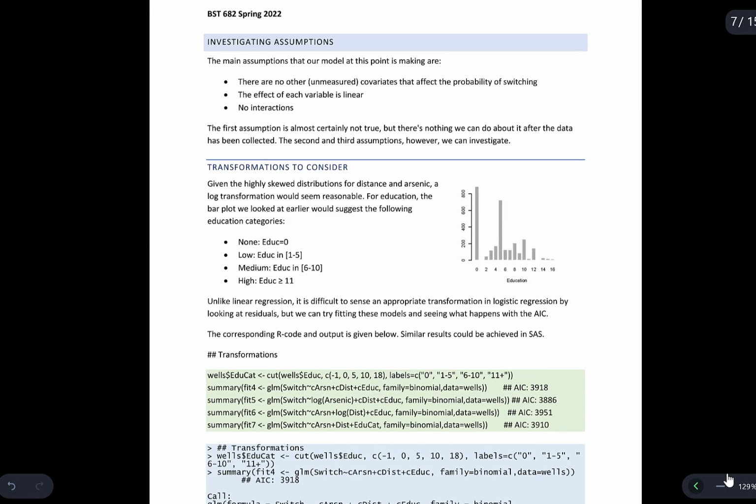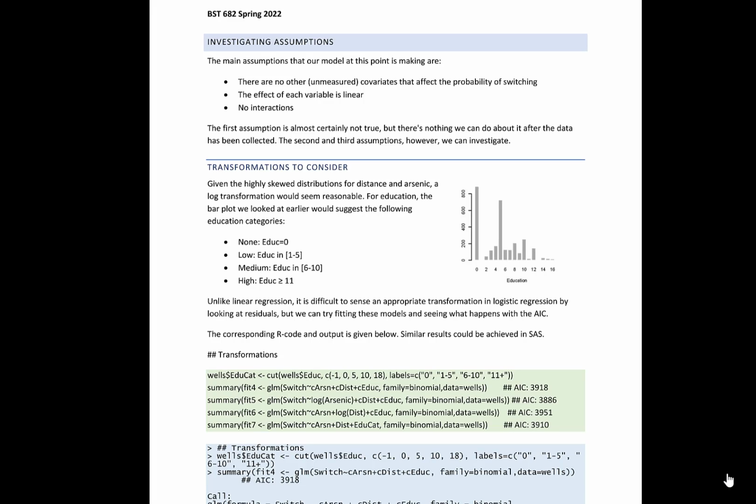So let's investigate next some of our assumptions. So the main assumptions that our model is making at this point are the following. There are no other unmeasured covariates that affect the probability of switching. The effect of each variable is linear, and no interactions. So the first assumption is probably not true, but there's really nothing we can do about it after the data has been collected. The second and third assumption, however, we can investigate.